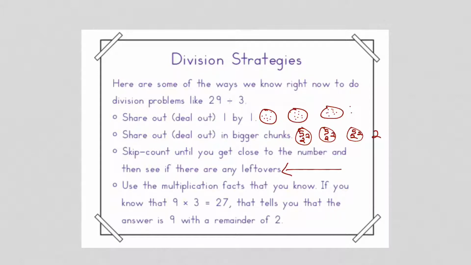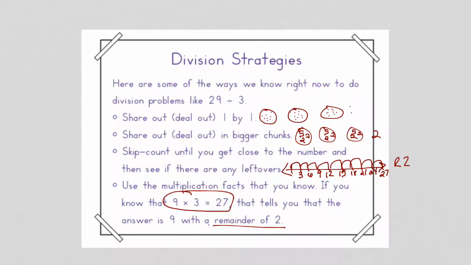Skip counting means that we're more using a number line, and on that number line we would be counting by 3s. Another strategy that would work for doing this: 24, 27, remainder of 2. And then the last one is to use multiplication facts that you know to help you. So we know that 9 times 3 is 27, which means we'd have a remainder of 2.